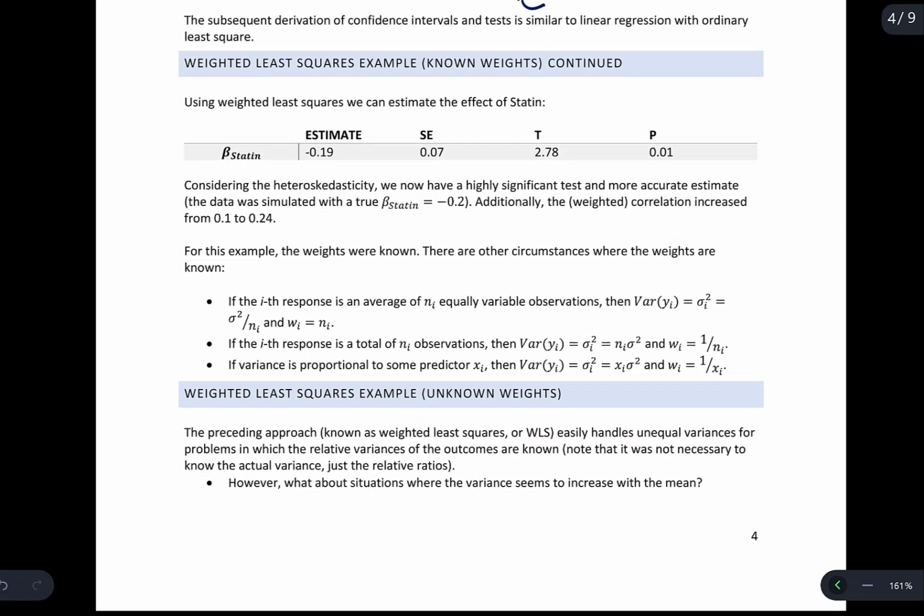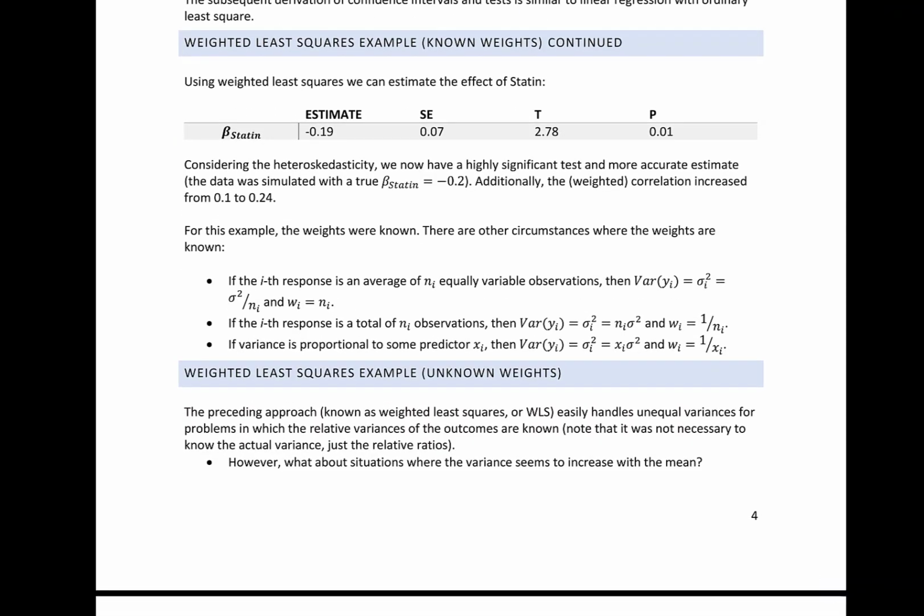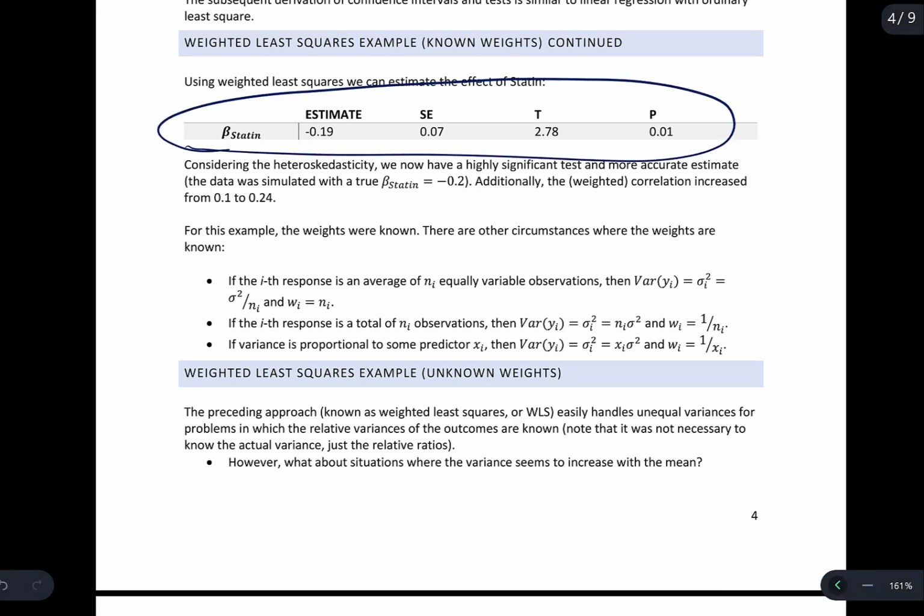So let's continue that example. So using weighted least squares, you can estimate the effect of statin. And so here are the new estimates with the weighted least squares. So we fit the model, it's just how we create these estimates is different from what we did before. And considering that heteroscedasticity, in other words, we know there's not going to be equal variability within those practices, we now have a highly significant test and more accurate estimate. And so this data was actually simulated with a true beta statin of -0.2. And then additionally, the weighted correlation increased from 0.1 to 0.24.